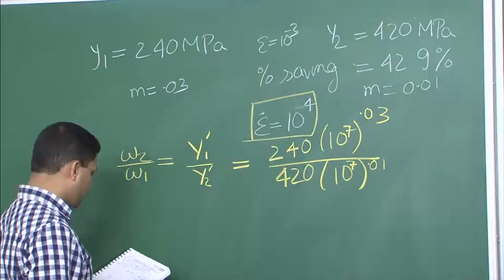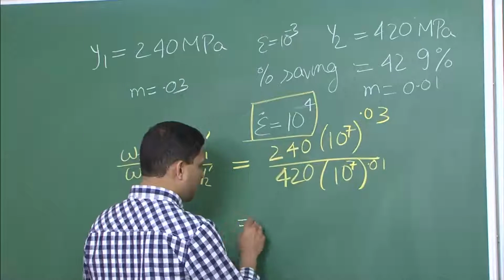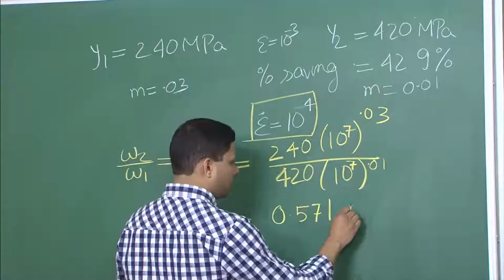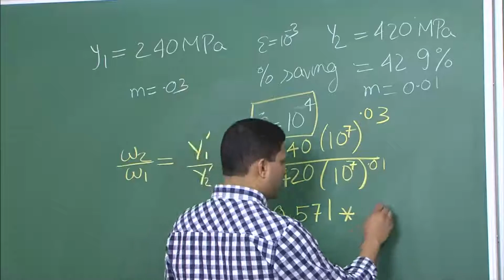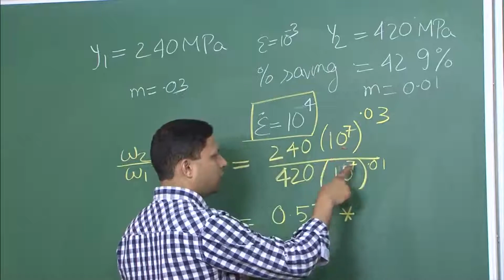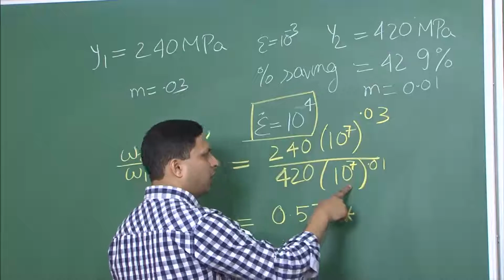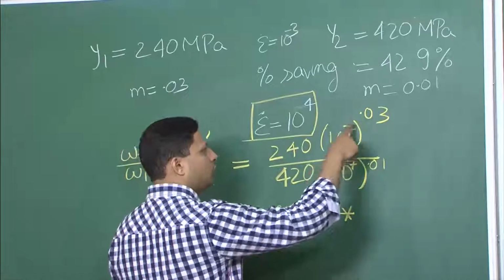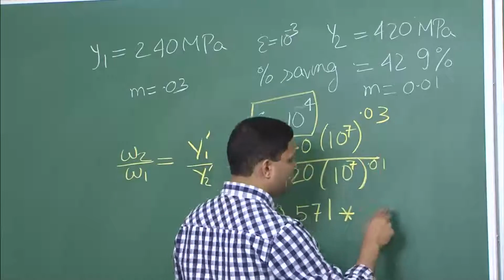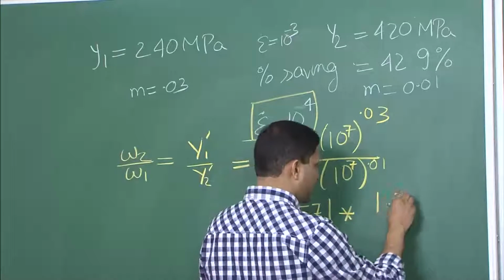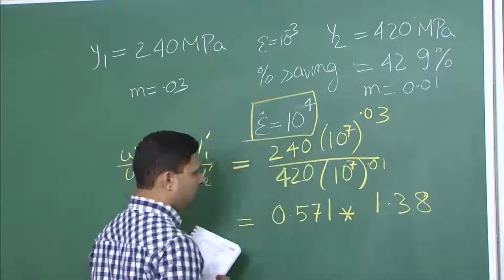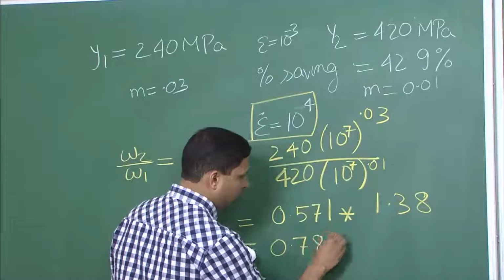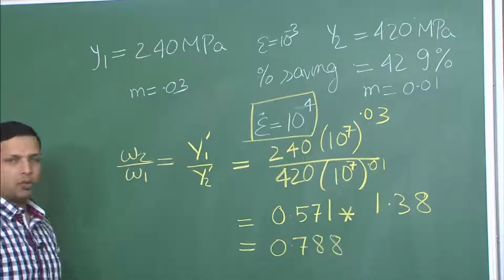Now, here is what we will see. So, this is 10 to the power 7 to the power 0.03 divided by 10 to the power 7 to the power 0.01. So, it will be 10 to the power 7 to the power 0.03 minus 0.01, and if you calculate, you would see that it comes out to 1.38. Now, if you put this, this is 0.788. So, now the weight ratio has come closer to 1.